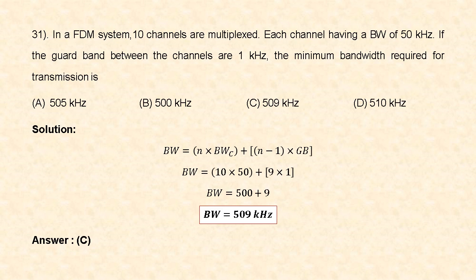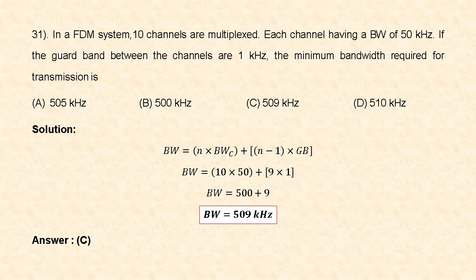Next question, in a frequency division multiplexing system, 10 channels are multiplexed, each channel having a bandwidth of 50 kHz. If the guard band between the channels is 1 kHz, the minimum bandwidth required for transmission is option A 505 kHz, option B 500 kHz, option C 509 kHz, option D 510 kHz.